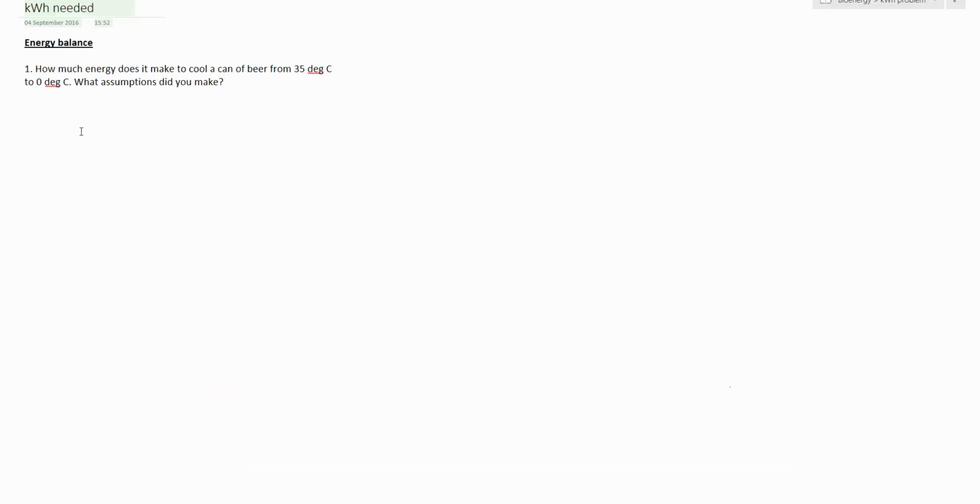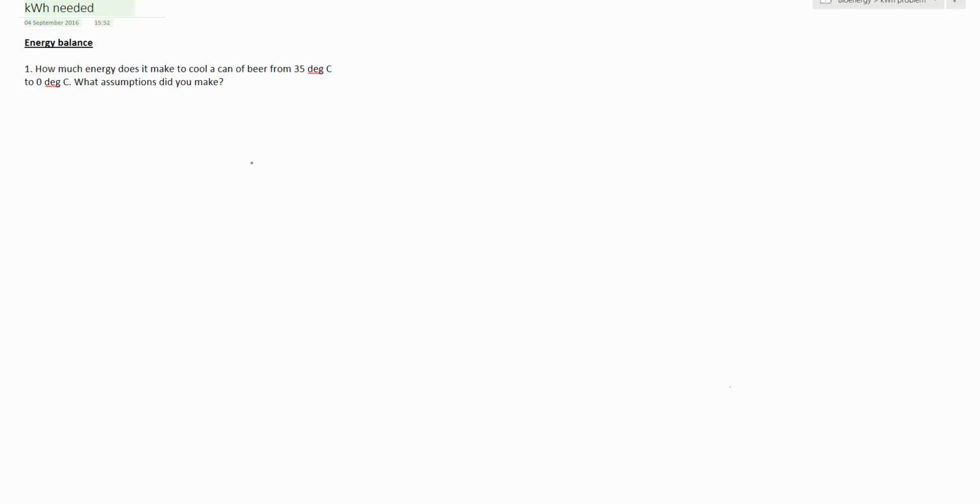This is an energy balance problem. In this problem, we will calculate how much energy it takes to cool a can of beer from 35 degrees to 0 degrees. We are asked to list the assumptions. One of the assumptions that we will make is that beer has the same properties as that of water, irrespective of the temperatures that we are studying here.